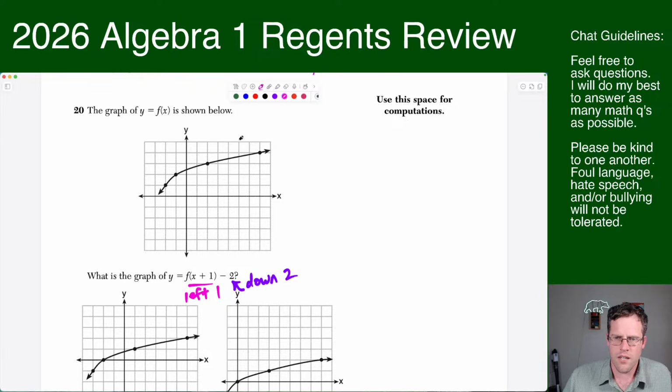So what I'm thinking is, all right, left 1, down 2. So this one I would go left 1, down 2. This one I go left 1, down 2. And then this one I would go left 1, down 2. And then this one over here, left 1, down 2. And now I connect. Oops, can't draw. Still can't draw. All right, that's better. And it should look something like this.